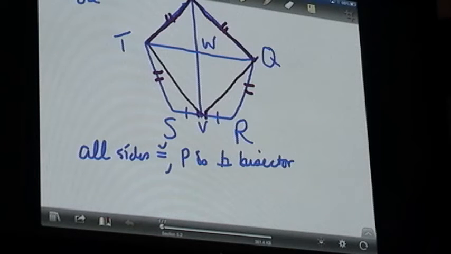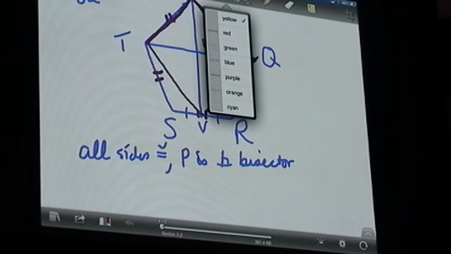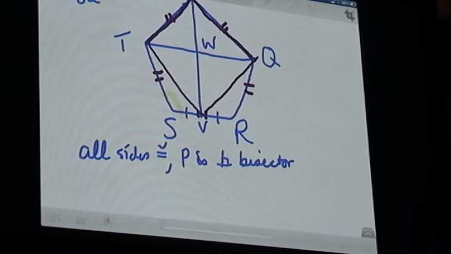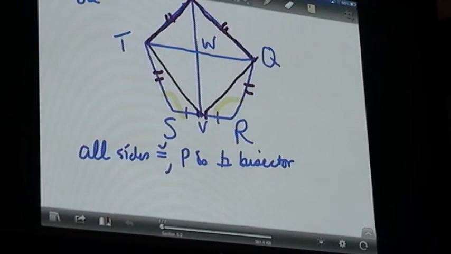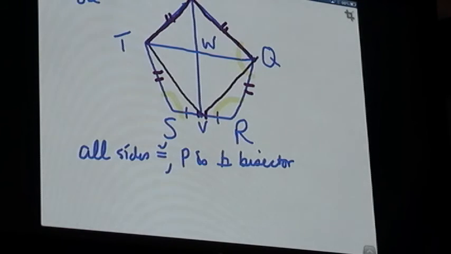Okay, now also because this figure is a regular polygon, you can mark that each of your angles is congruent. So you can mark that angle S is congruent to angle R, which is congruent to angle Q, which is congruent to angle P, which is congruent to angle T. Now how's that going to help you? Well, you should have already said that SV is congruent to VR, or you should say that if you haven't at this point.